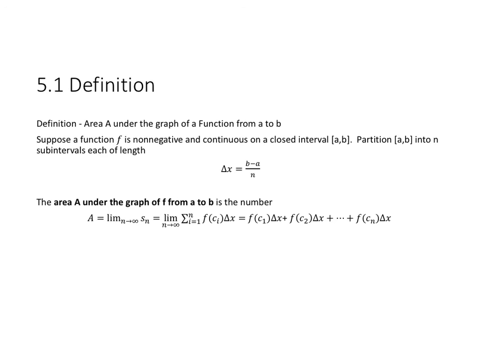So now here's the formal definition of everything we've spoken about. Area A under a graph of a function from a to b. Suppose a function f is non-negative and continuous on a closed interval a to b. You partition a to b into n subintervals of length delta x. The area A under the graph from a to b is the number A, which is the limit as n goes to infinity of the sums, which is the limit as n goes to infinity of the summation from 1 to n of each one of the areas of the separate rectangles.